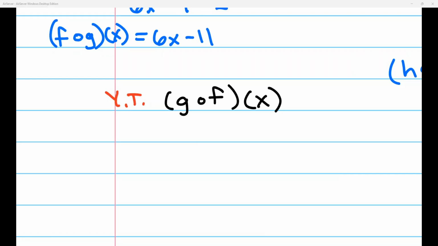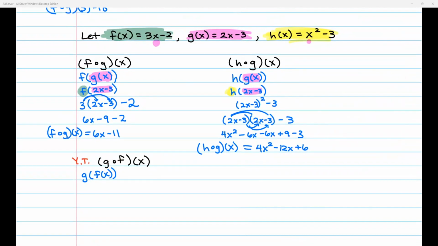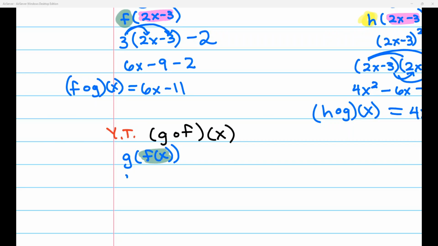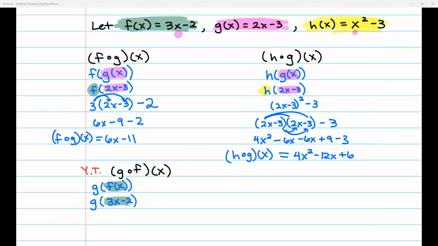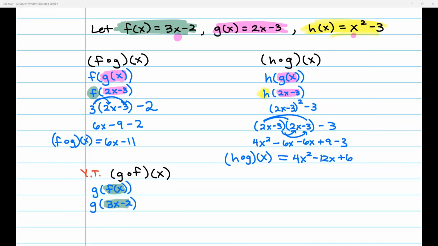Let's see. G after f of x, that's g of f of x. All right, on the inside, I have f of x. F of x is my green function. So f of x is 3x minus 2. So I'm going to write this as g of 3x minus 2. I think for the most part, most students are pretty good with that. That says take the 3x minus 2 and plug it into your green function. I'm sorry, my g function. My g function is the pink one.